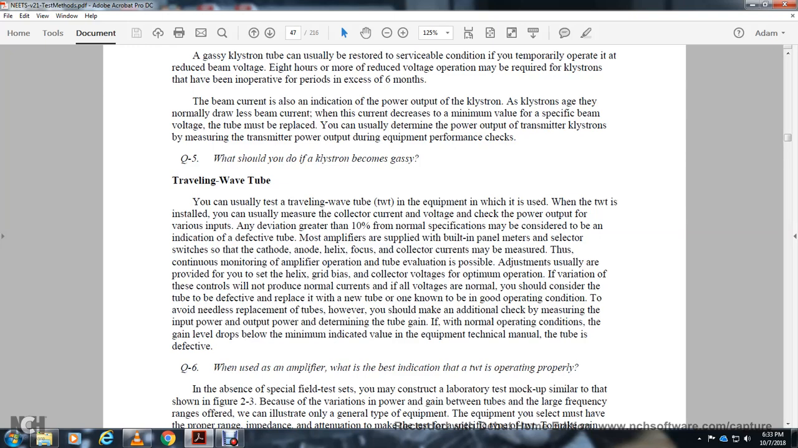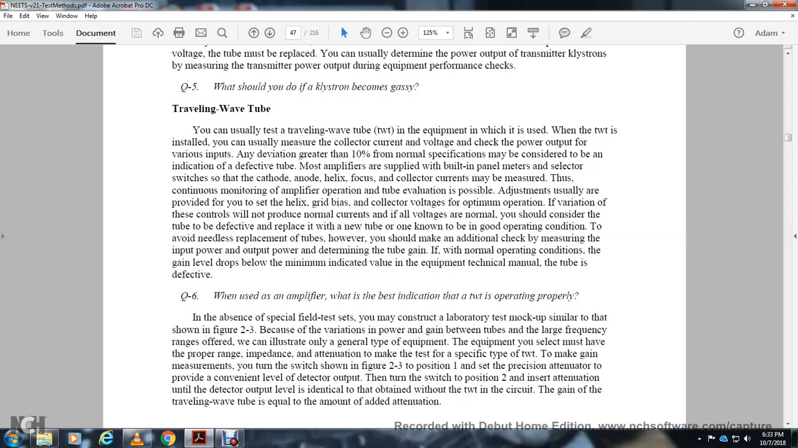To avoid needless replacement of the tube, you should make additional checks by measuring the input and output power to determine the tube gain under normal operating conditions. If the gain level drops below the minimum indicated value, the equipment checking may show the tube is defective. In the absence of a specified special field test, you may consider the laboratory test mock-up.